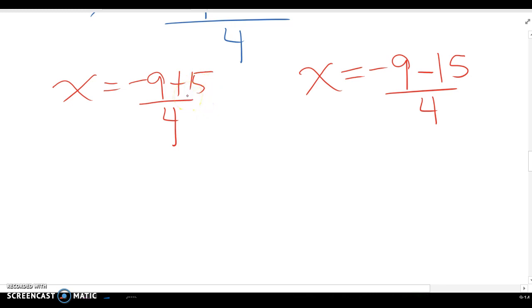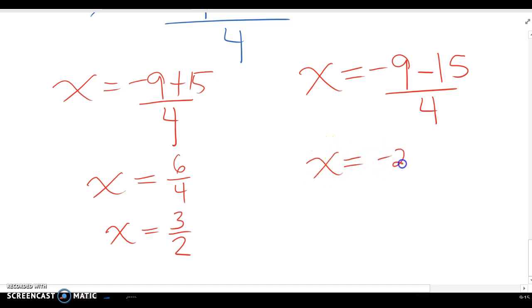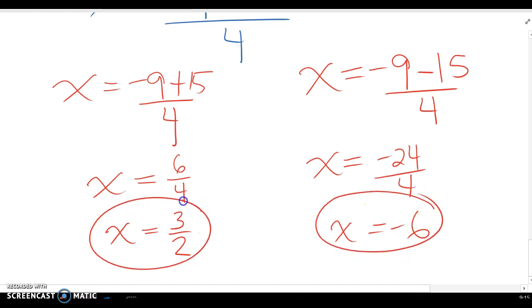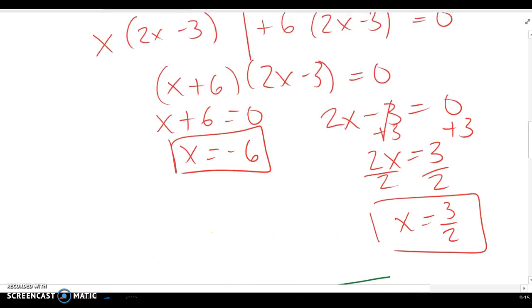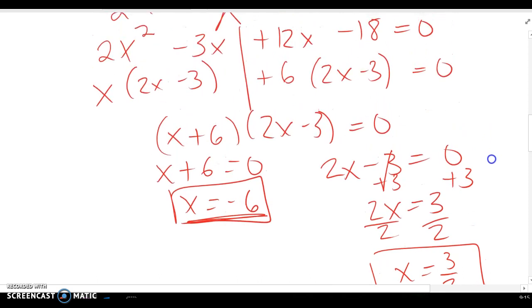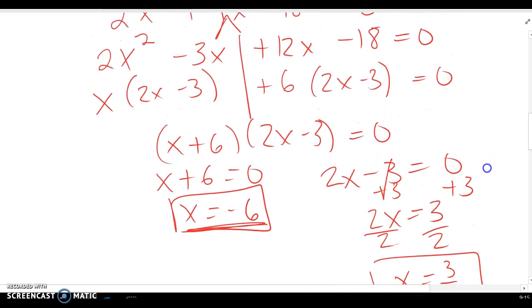When we add 15 to negative 9, we get x equals 6 over 4, which can be simplified to 3 over 2. When we subtract 15 from negative 9, we get x equals negative 24 divided by 4, which simplifies to negative 6. So our two solutions are negative 6 and 3 over 2. When we go back up and look at our factoring, we also got negative 6 and positive 3 over 2. So there are two strategies there to solve that quadratic equation.